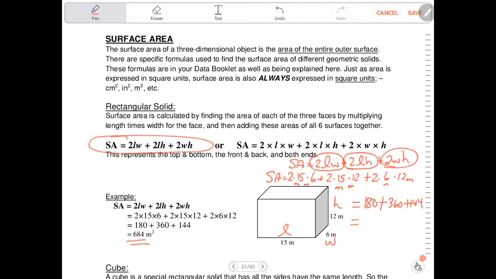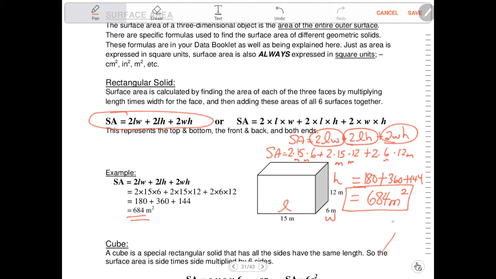When you add those all together, you get a surface area value of 684 meters squared. Please keep in mind that I did have my units of meters, and I did square that value because it is an area. So, again, it's not an overly complicated example. The formula is not too bad.